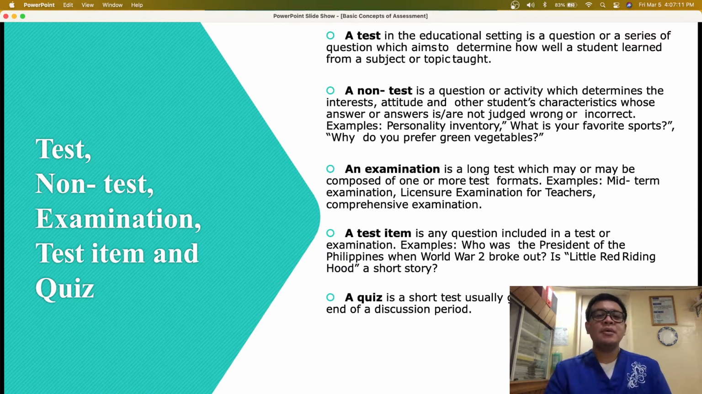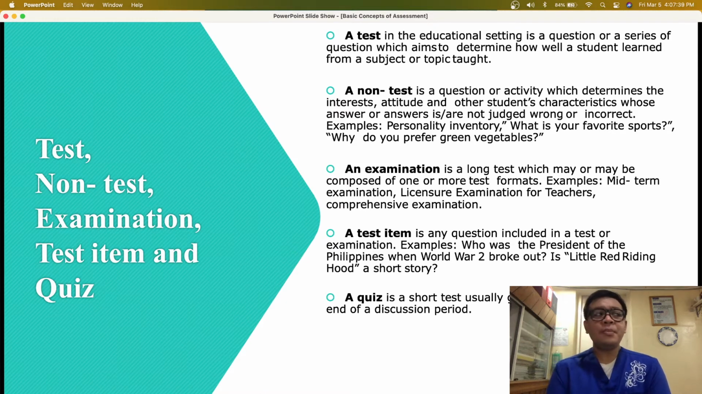First, again, a test in an educational setting is a question or a series of questions in which we aim to determine how well a student learned from the subject or topic taught. Another definition that we have to come up with is a non-test. It's a question or activity which determines the interest, attitude, and other students' characteristics whose answers are not judged wrong or correct.